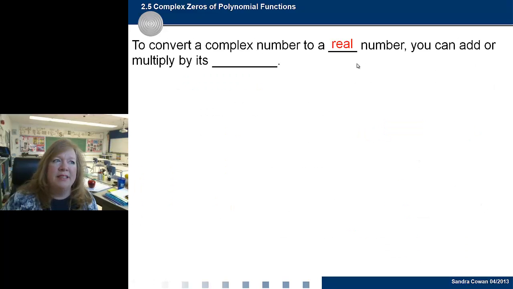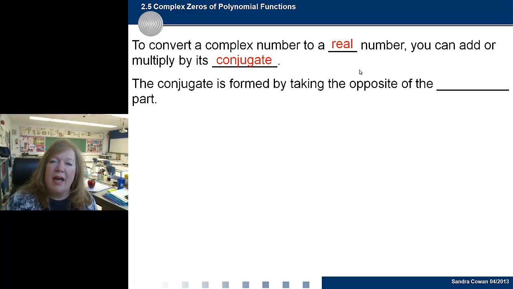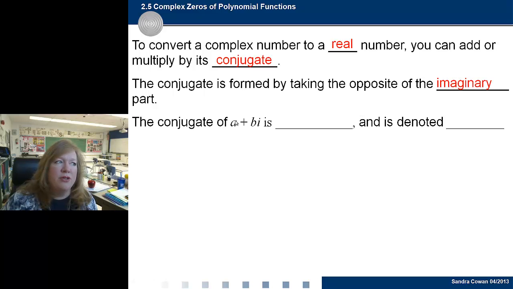To convert a complex number to a real number, you can add or multiply by its conjugate. So that's why you have to know what the conjugate is. The conjugate is formed by taking the opposite of the imaginary part. So if a plus bi is your complex number, the conjugate is going to be a minus bi, and is denoted with a bar over the top of the a plus bi. This means the conjugate of that number.